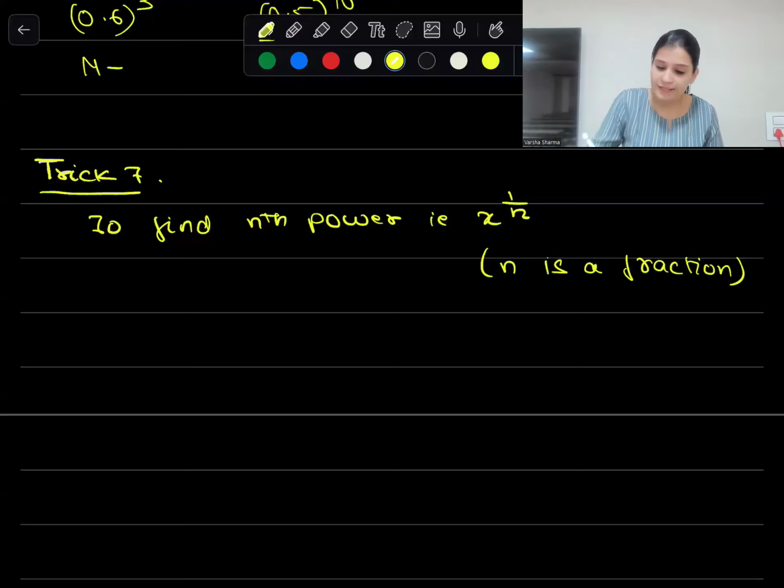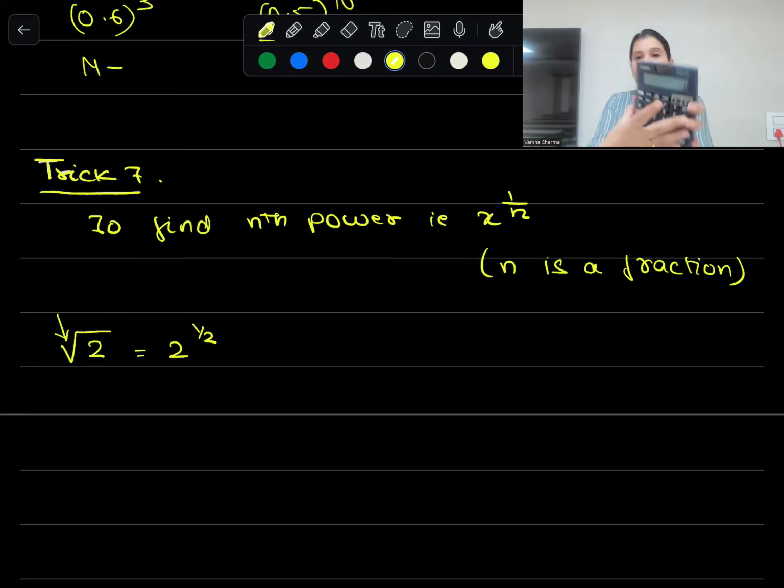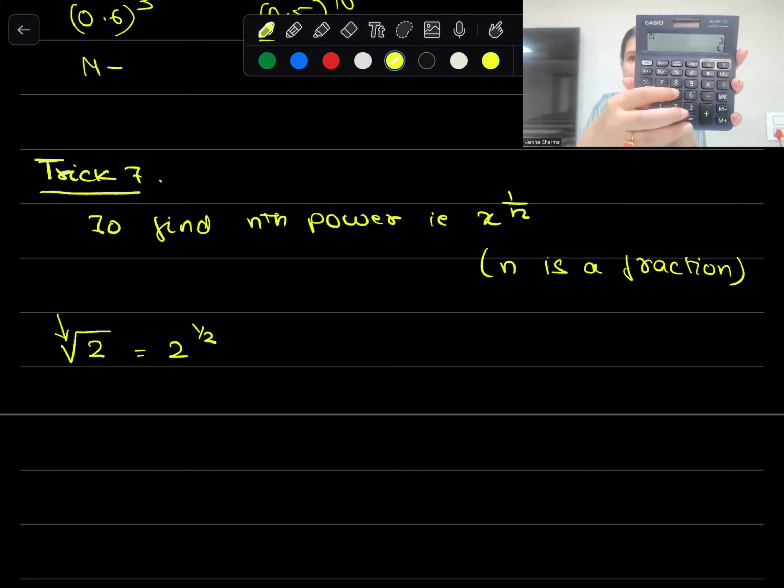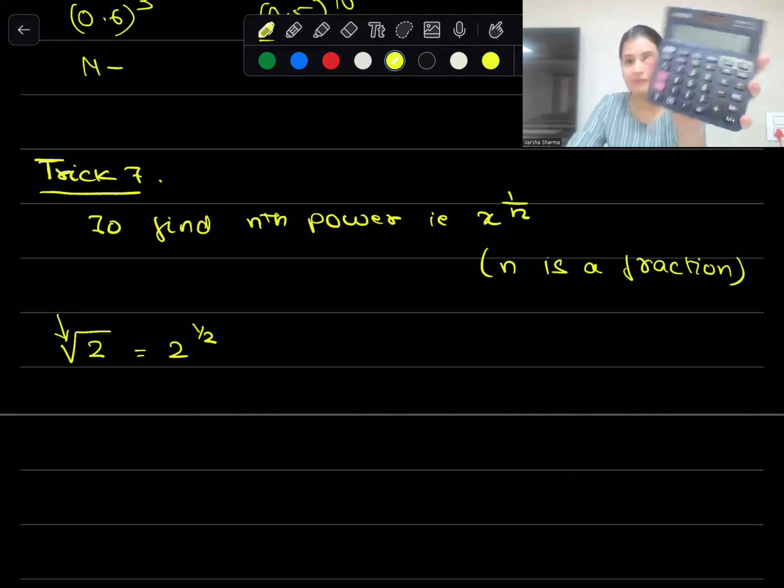So when I say square root of 2, since there is no number written here, that means a square root. That is 2 power half. This is what it means. Your calculator can calculate this. In your calculator, you have the square root symbol. Supposing I write 25 and press the root sign, I'll get the square root, 5.